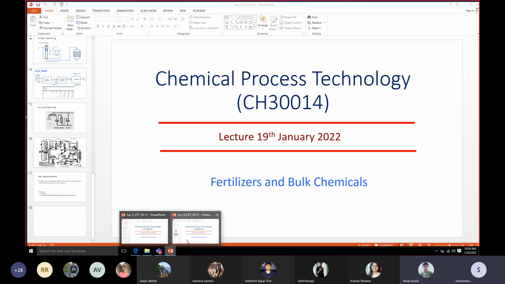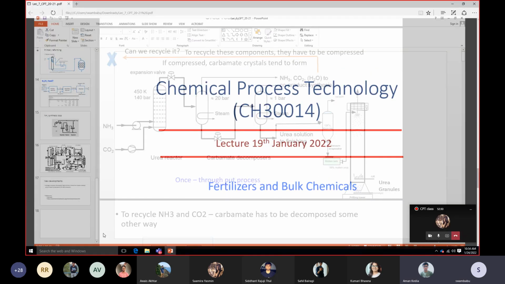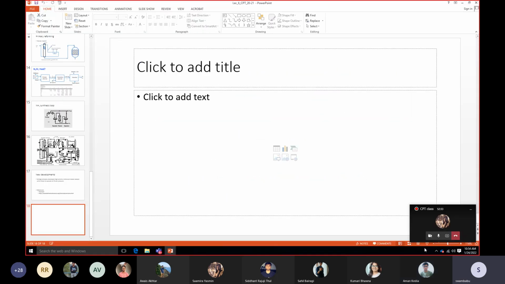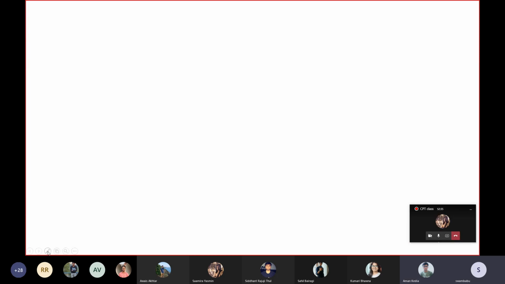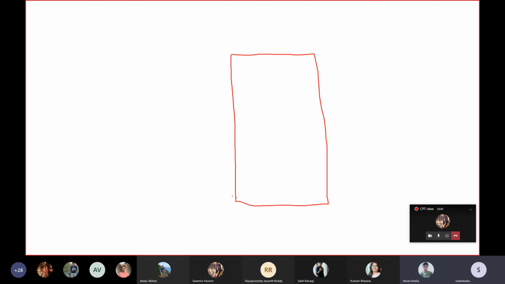So let me explain this prilling tower, how this prilling tower operates. So this is the prilling tower. This almost looks like a cooling tower only. So this is a small tower.